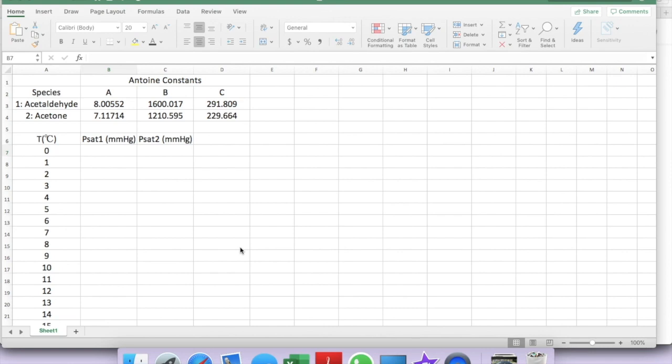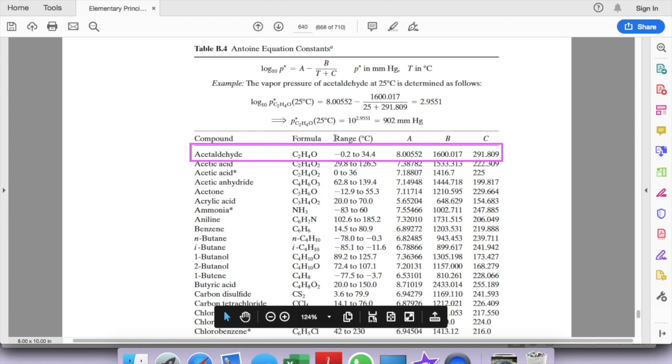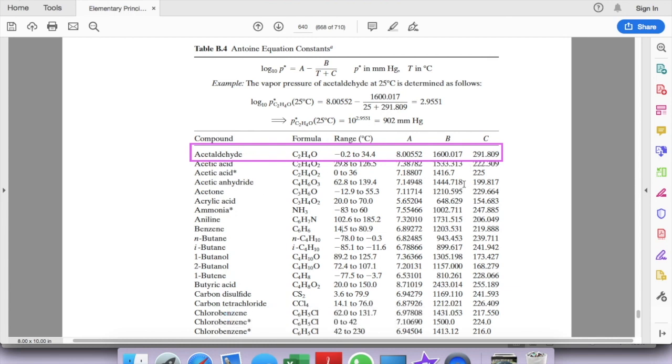Let's get started. I just pulled out these random species, acetaldehyde and acetone, from the PSP textbook. The Antoine equation is given as well as the Antoine constants. This is acetaldehyde and this is acetone.